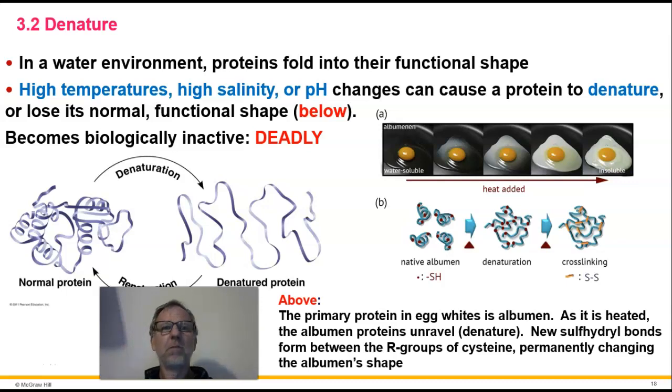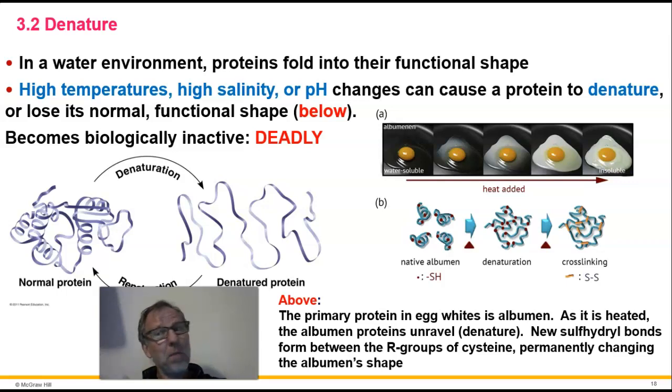Remember, salt is made up of a chloride ion and a sodium ion, with strong electrical charges. So if certain proteins are surrounded by a lot of those ions, there's high salinity, high salt, and those charges of the ions could cause the protein to unravel or denature.